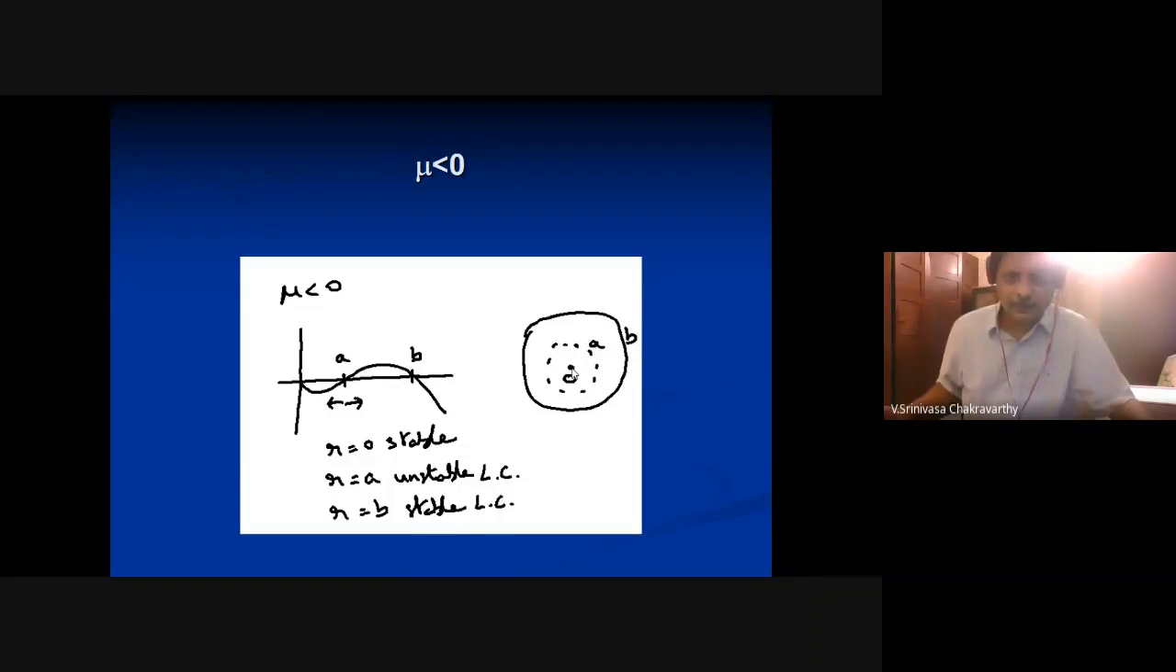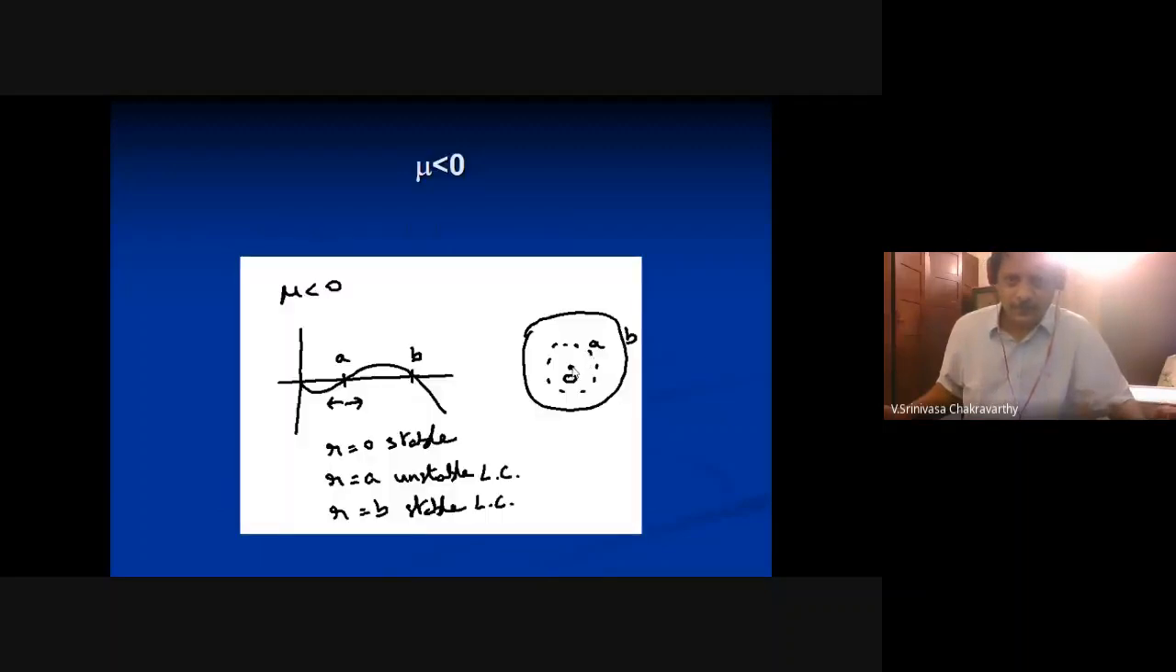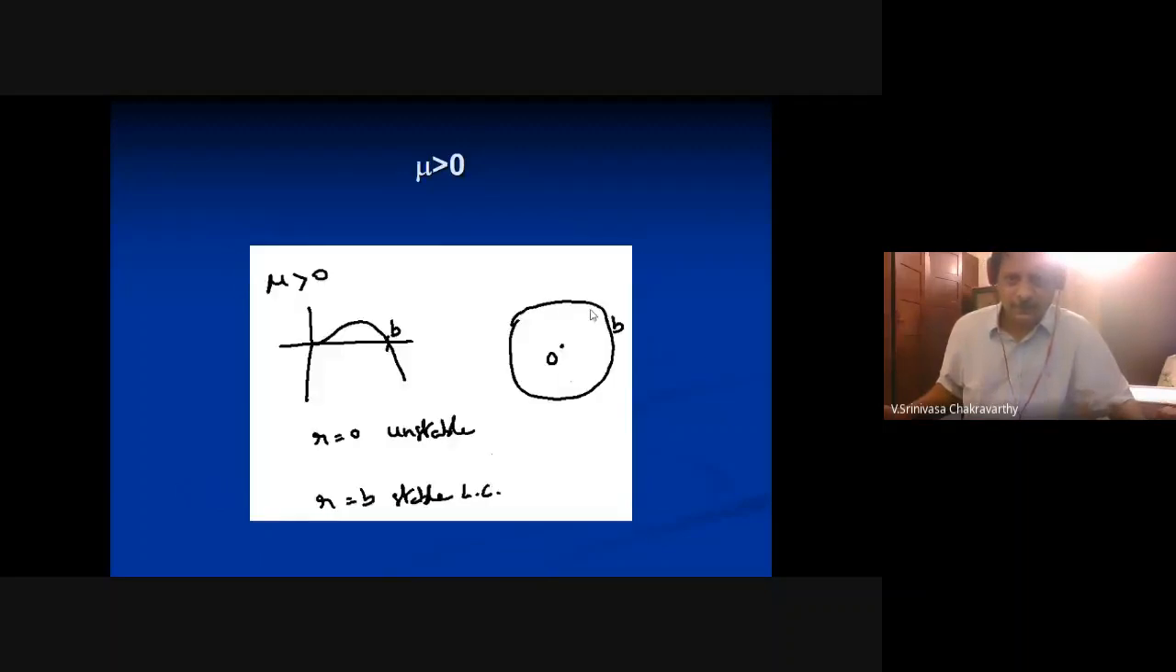So what happens when you change mu from negative to positive is, this unstable limit cycle becomes smaller and smaller and merges with this fixed point, leaving only one limit cycle at that time, where the origin is unstable, so it cannot stay here. It gets repelled away from the origin, and r equal to B is the stable limit cycle, which is like this. Okay, so that gives a very nice example of a limit cycle which is born out of a bifurcation.